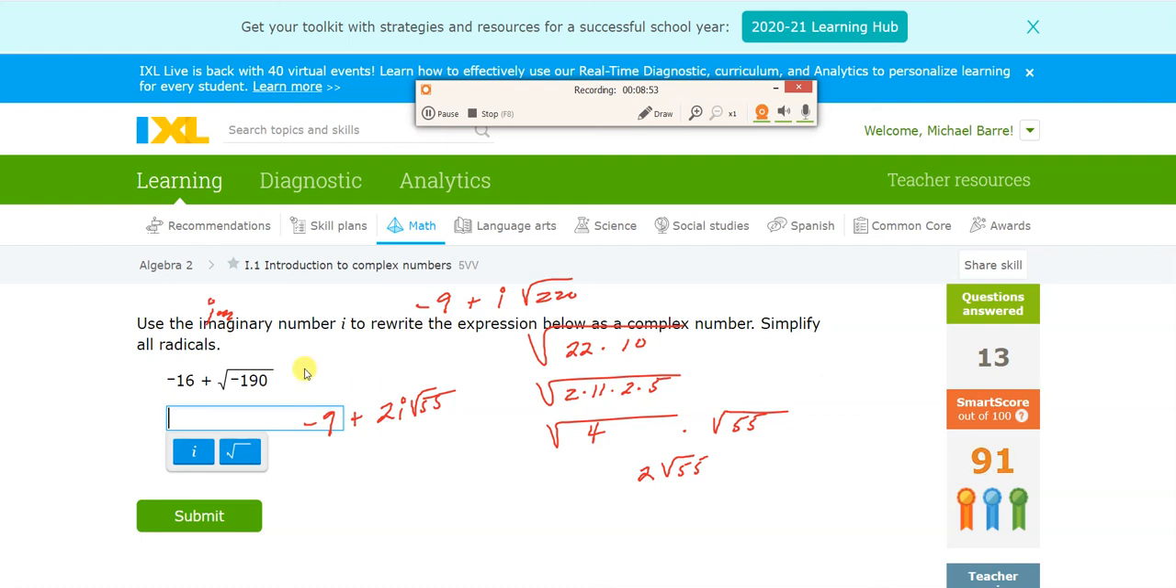All right, that's it. It's just the simplification that's becoming more complex.